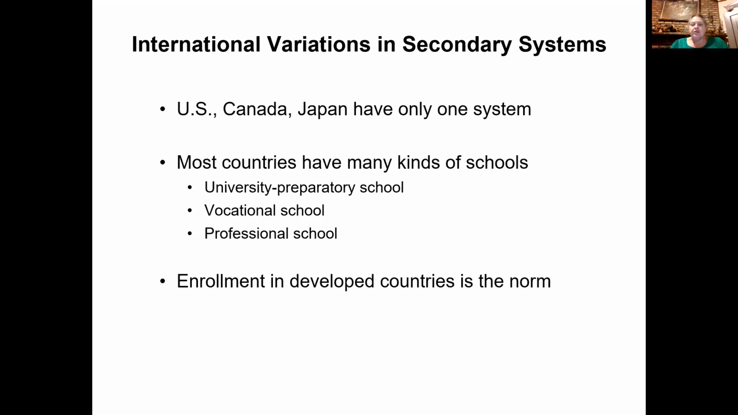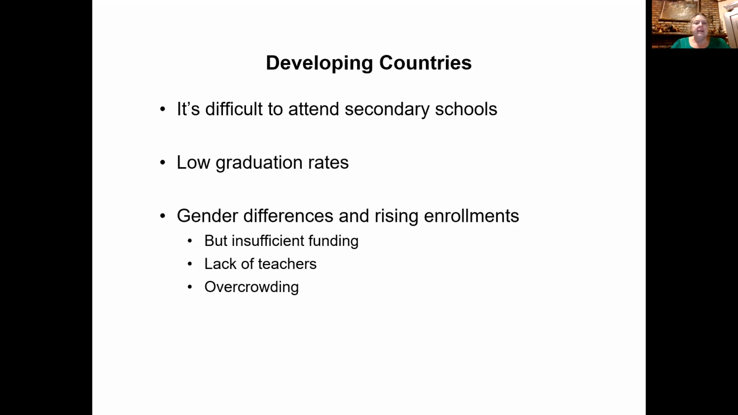Enrollment in developed countries is the norm. So that is pretty much an expected thing in developed countries for people to go to high school or that secondary school. In developing countries, it is difficult to attend secondary school. There are low graduation rates. Basically, a lot of times kids that are in adolescence are expected to work and contribute to the family. We talked about that a little bit earlier in an earlier video.